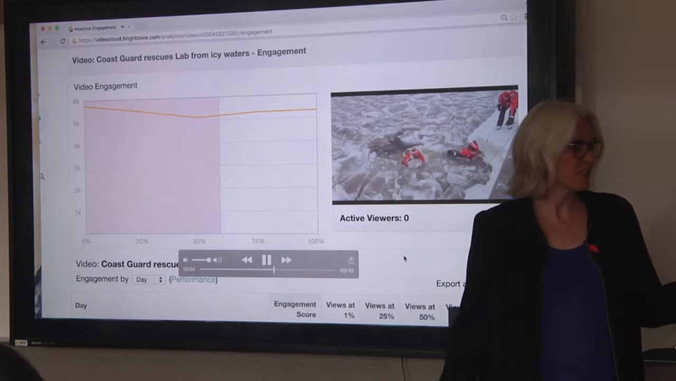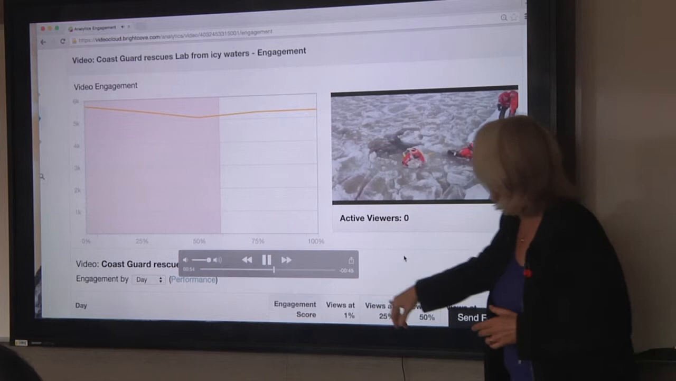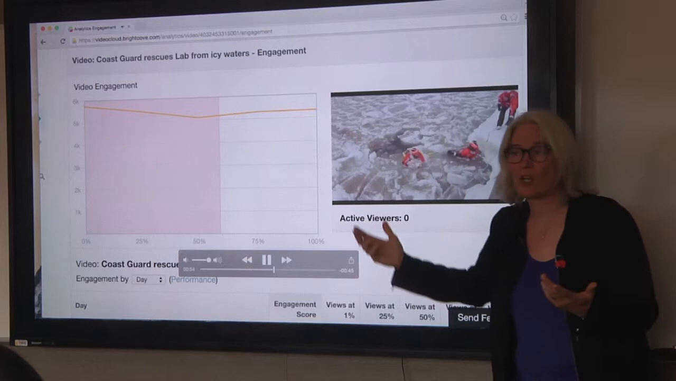This has actually an upward tick that I think some people are scrolling, like somebody has said, hey, go scroll to this. It's a raw video. It's pretty short. It's only like 30 seconds long, and it's of a dog being rescued by the Coast Guard. So there are curves like that.